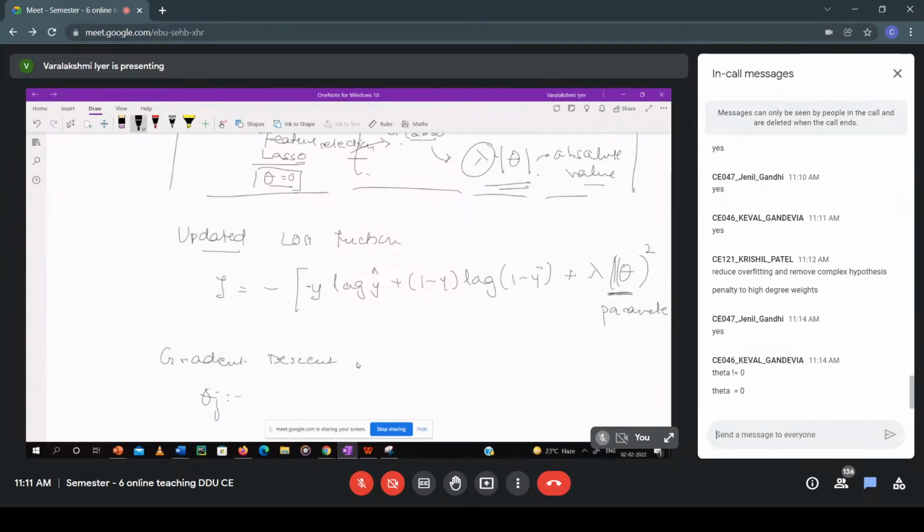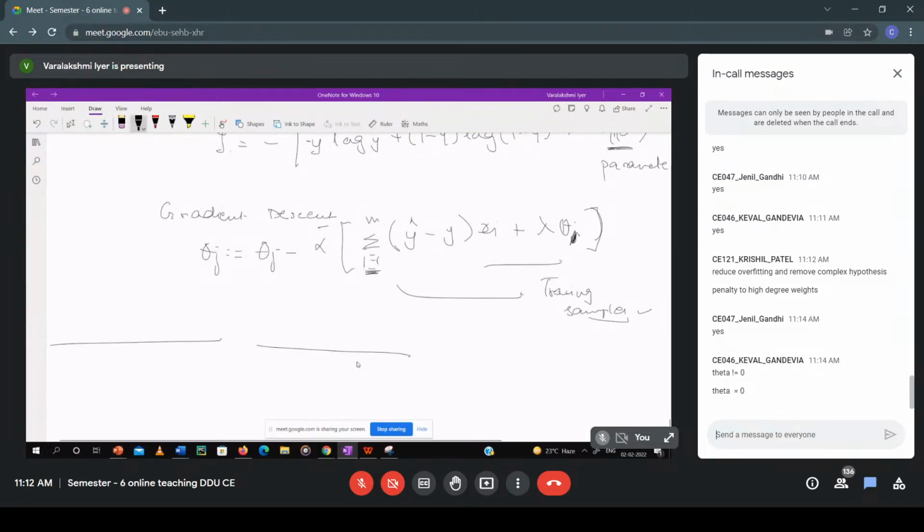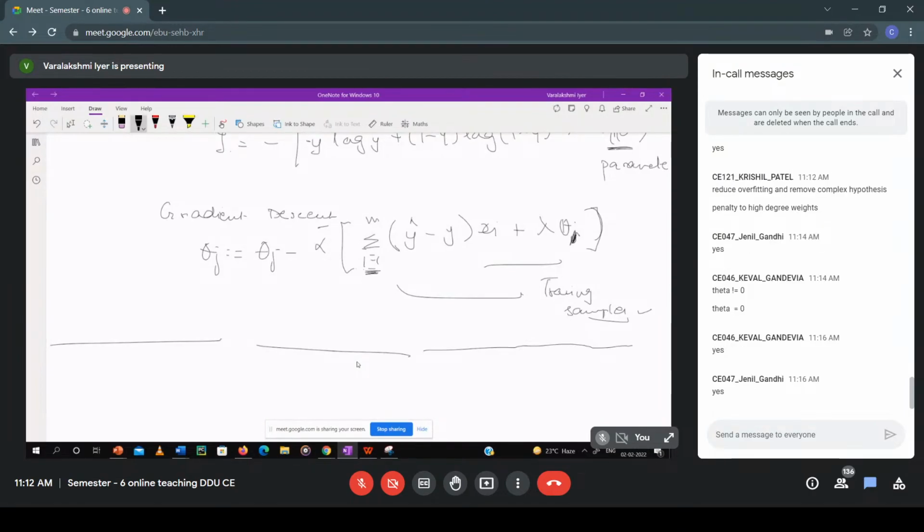So it will be theta j minus alpha into summation of i equals 1 to m, y hat minus y, x i, plus lambda into theta j. Okay, that is what we are trying to do. Sorry, not theta j, it will be theta i because we are summing over the entire training samples. Up to this, everyone is clear? Yes or no? All right. So this ends our discussion of binary logistic regression.